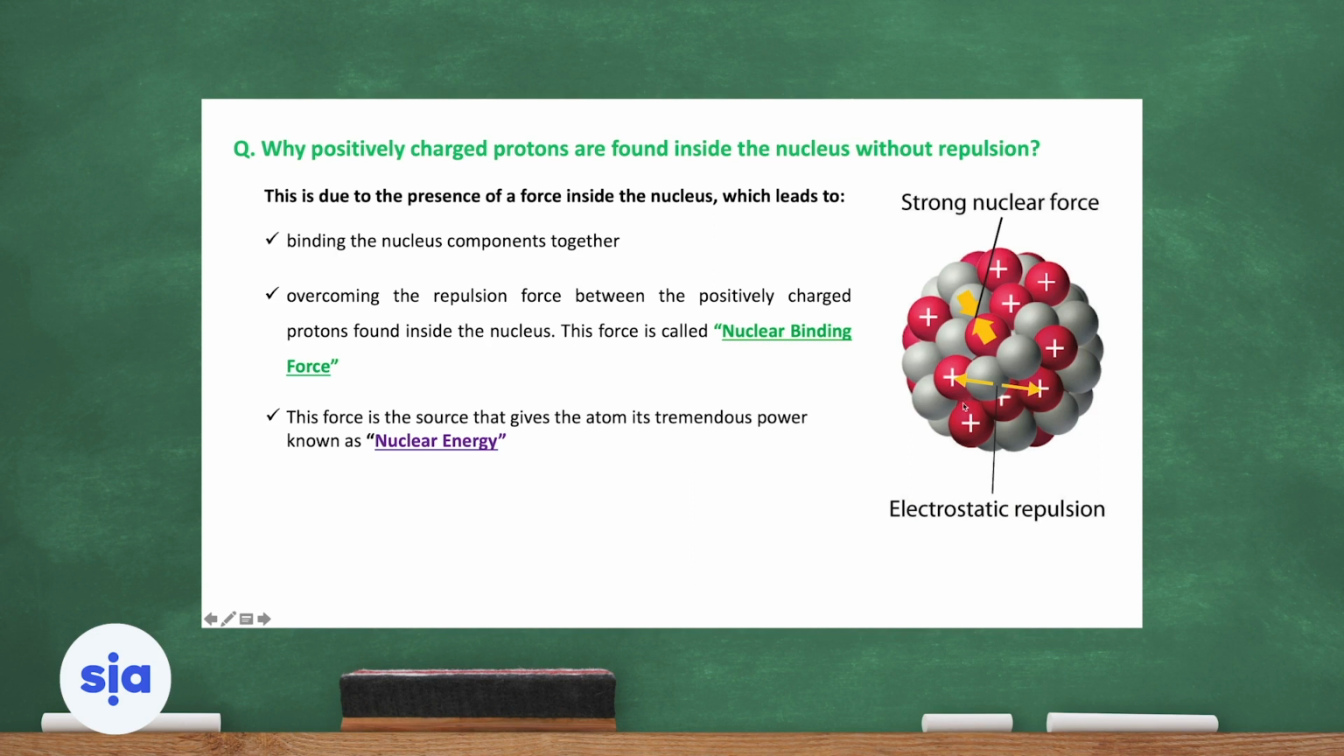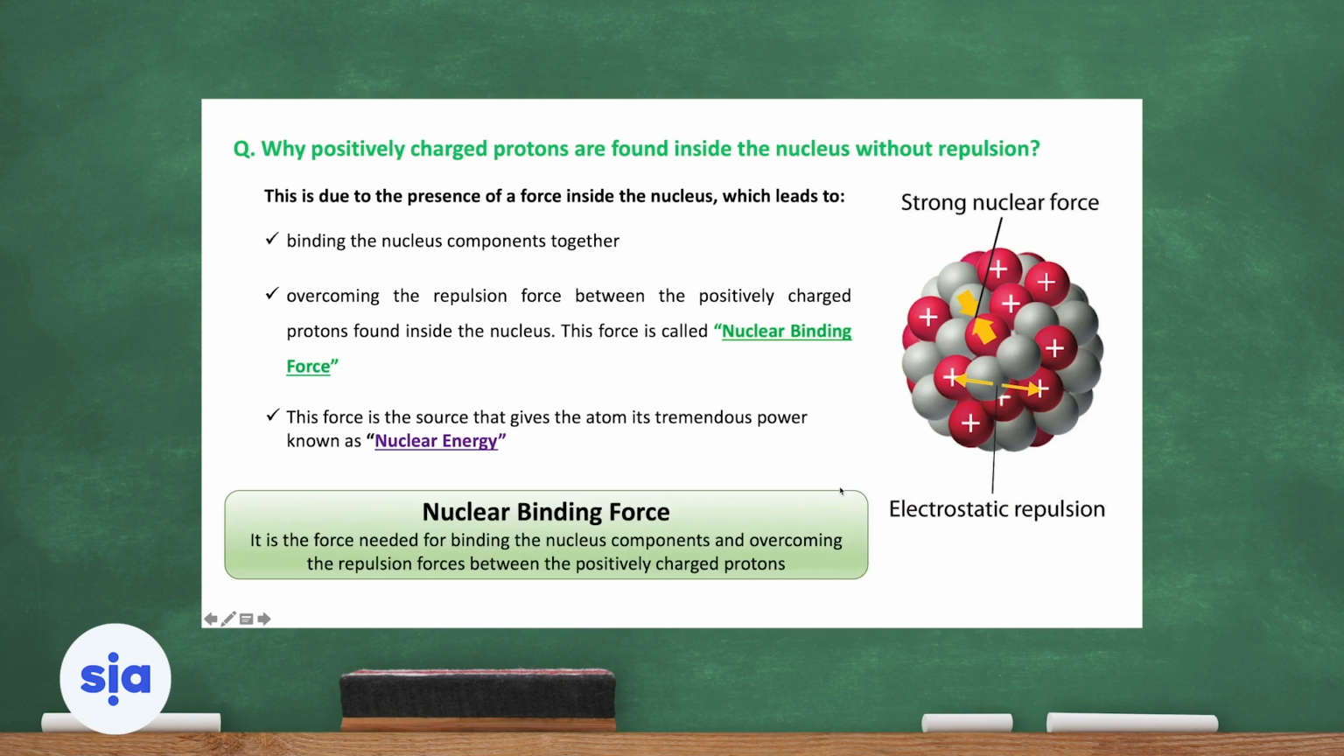We all know that two positively charged particles repel each other. Why is there no repulsion here? Because there is another stronger force called nuclear binding force, which binds the protons and the neutrons together. This force is the source of the nuclear energy inside the nucleus of the atom. If we want to define the nuclear binding force, it is the force needed for binding the nucleus components and overcoming the repulsion forces between the positively charged protons.